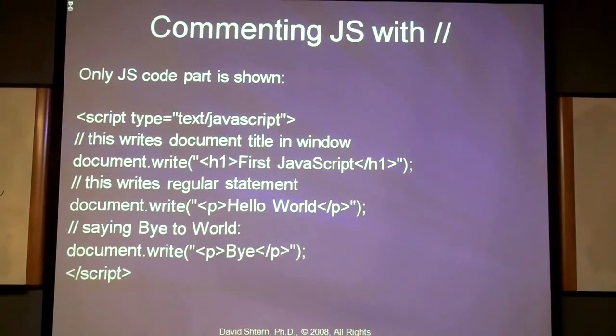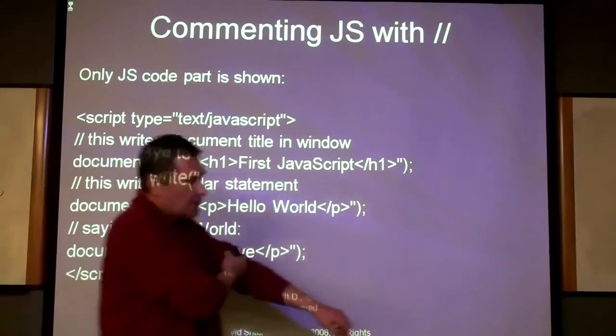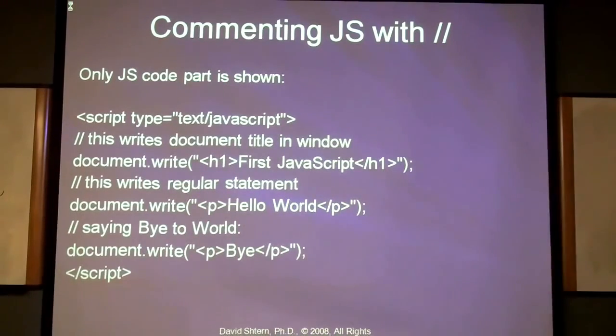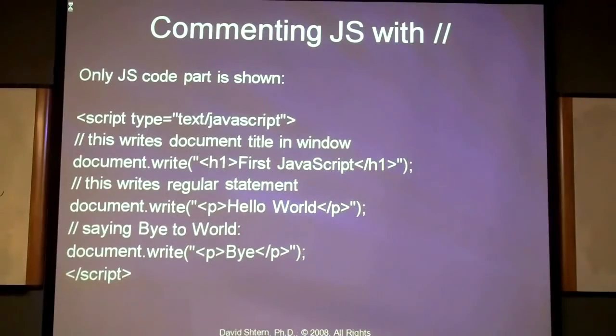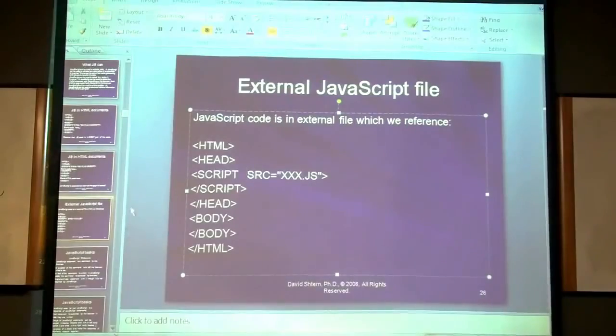Okay, so how do we do that in JavaScript? Essentially, what you need to do is put two forward slashes in front of the line, and that line will be present in the code but completely ignored by the browser. So let's go to our example and see how it's done.